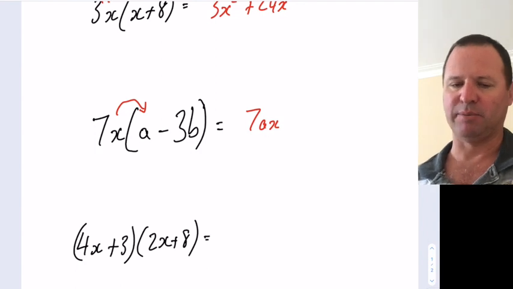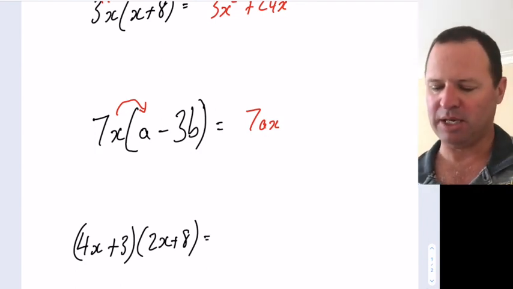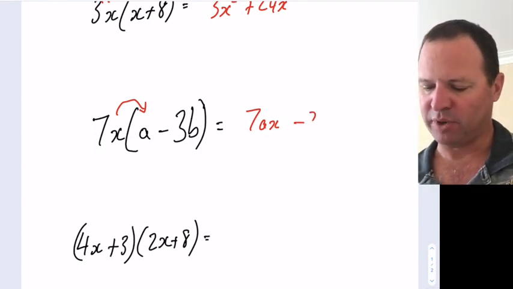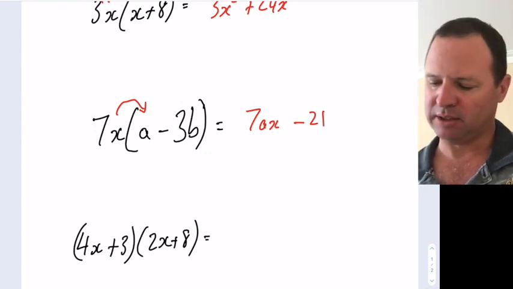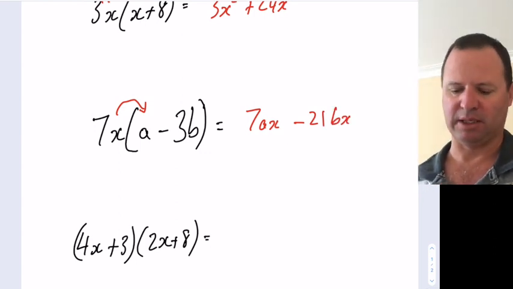I've got 7x multiplied by negative 3b. So I've got a negative 21, and then I've got a bx. So I'm just going to write bx there.